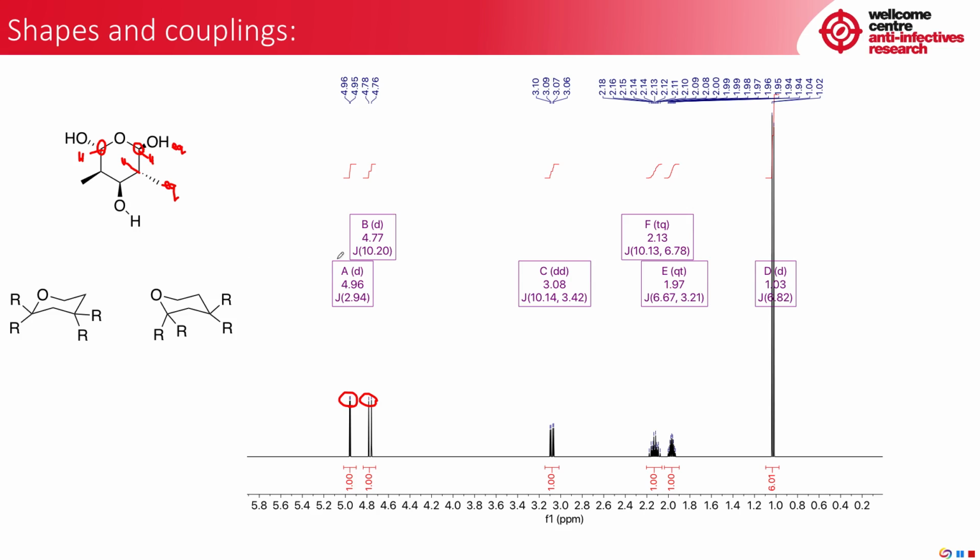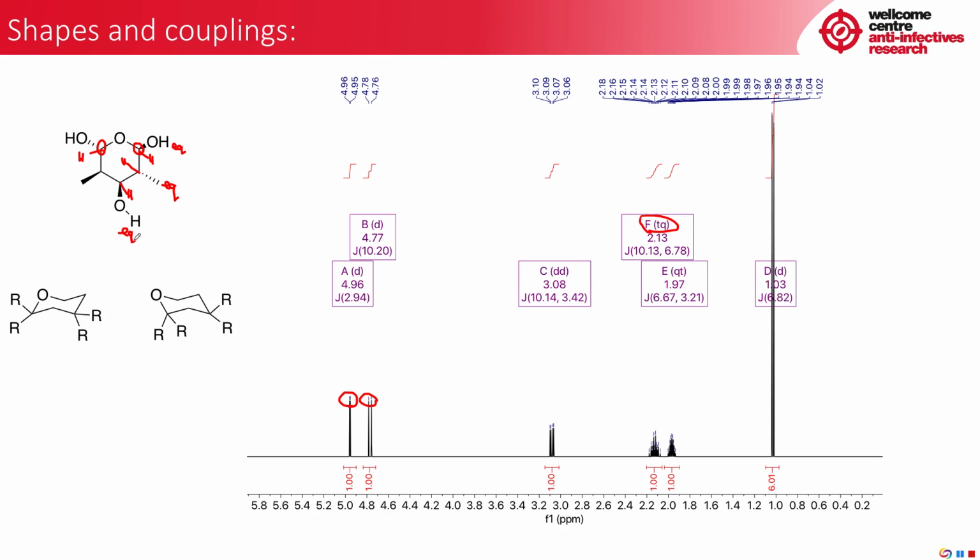And it's easy enough to identify. It's this triplet of quartets here. Now, you might be a bit confused by the fact that it's apparently a triplet. What this is telling us is that we have two very similar couplings and we can't separate them, so we're only seeing one J coupling and it looks like a triplet. That's telling us then that we have an additional axial coupling, which means that this position must also be axial. This is equatorial.